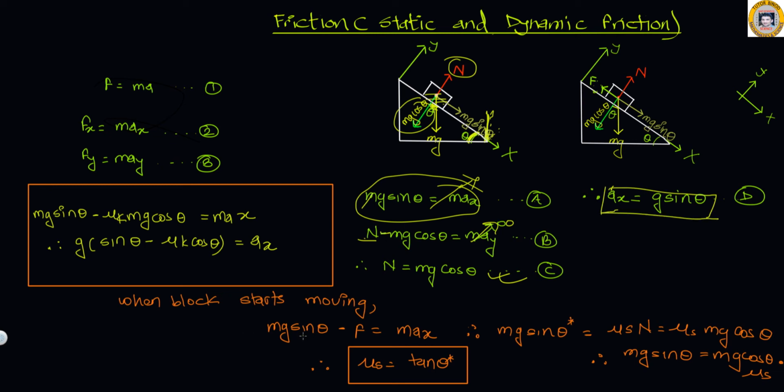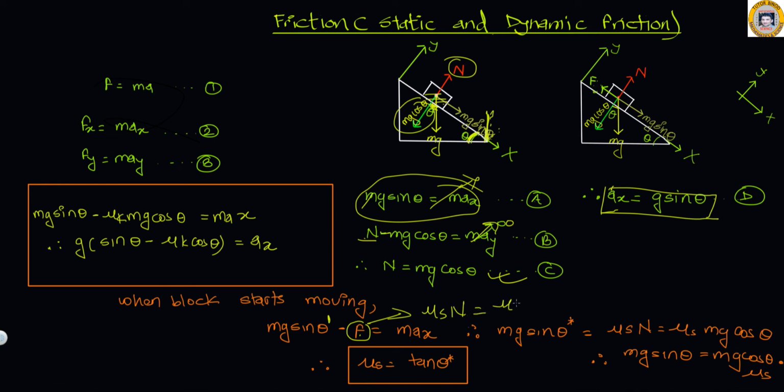Now if you keep on increasing the angle theta to another level, keep on increasing the theta until it becomes maximum and the body just starts to slide, then let us say our theta would be theta prime. In this case, mg sin theta minus f must be equal to max, but this f just before it starts sliding would be equal to the maximum frictional force, which is known as mu s times N.